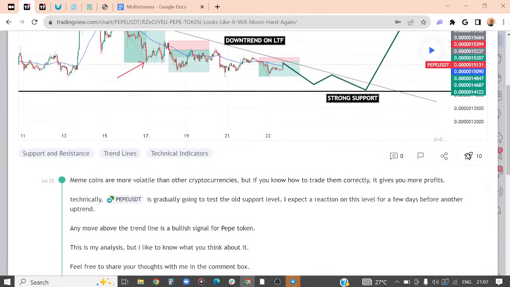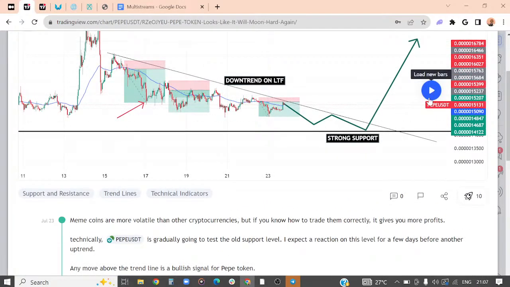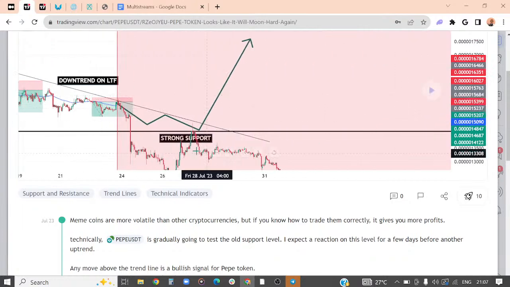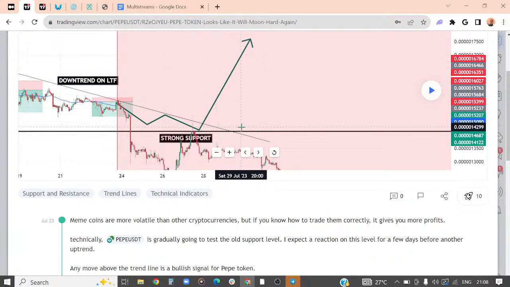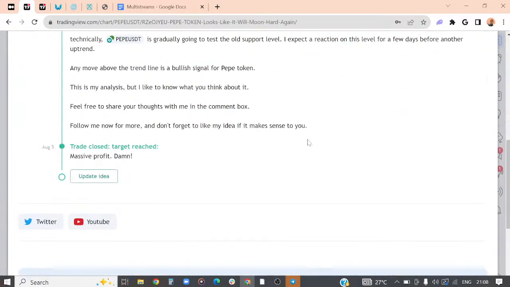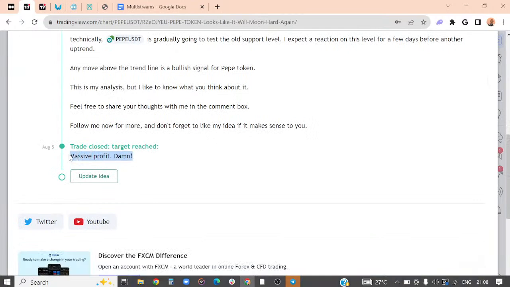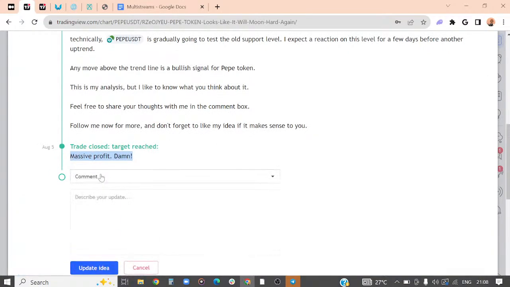Let me play that so you can see by yourself. I was looking forward to opening a long position probably after breaking the support. So if you look at this, what did you see? Boom, it actually broke out of the support. Then the strong support level became a new resistance. Can you see this rejection? Price was rejected again when this became a new resistance. Did you see that? And I said massive profits. So now this could be another update.